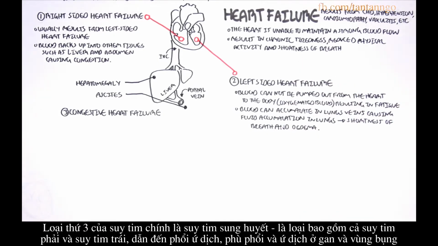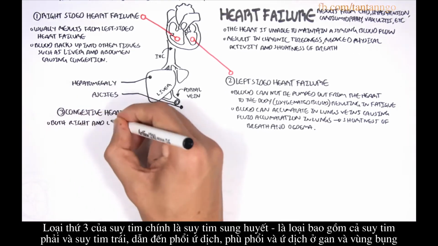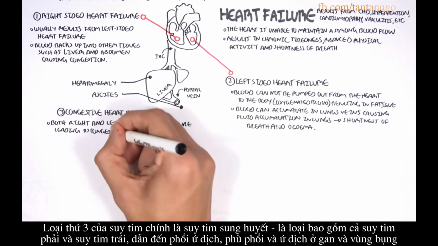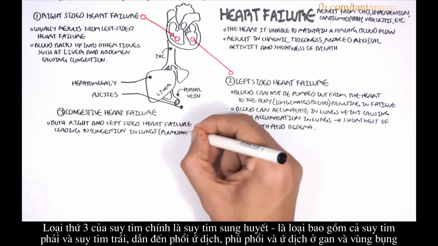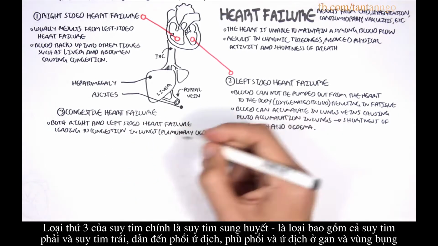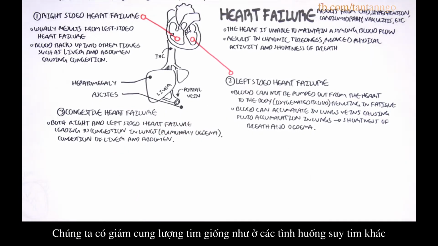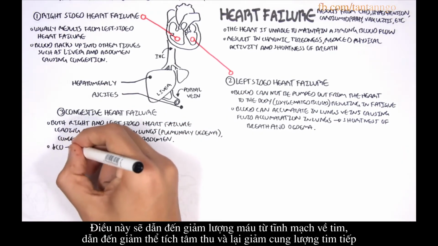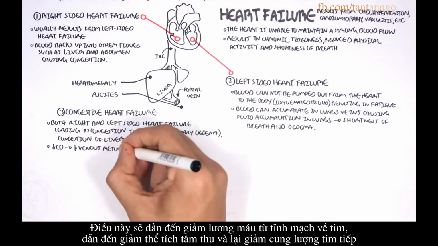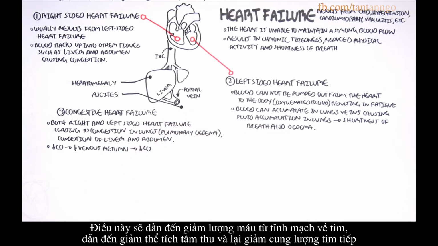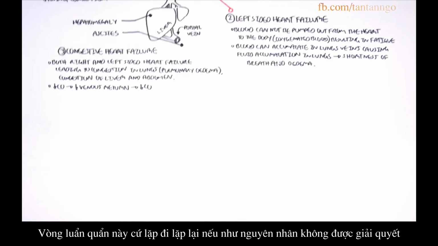The third type of heart failure is congestive heart failure, which involves both right and left-sided heart failures, leading to congestion in the lungs, pulmonary edema, and congestion of the liver and abdominal area. We have a decreased cardiac output, like in all heart failures, which leads to a decrease in venous return to the heart, which results in a decrease in stroke volume and cardiac output again. The cycle continues if the underlying problem is not solved.